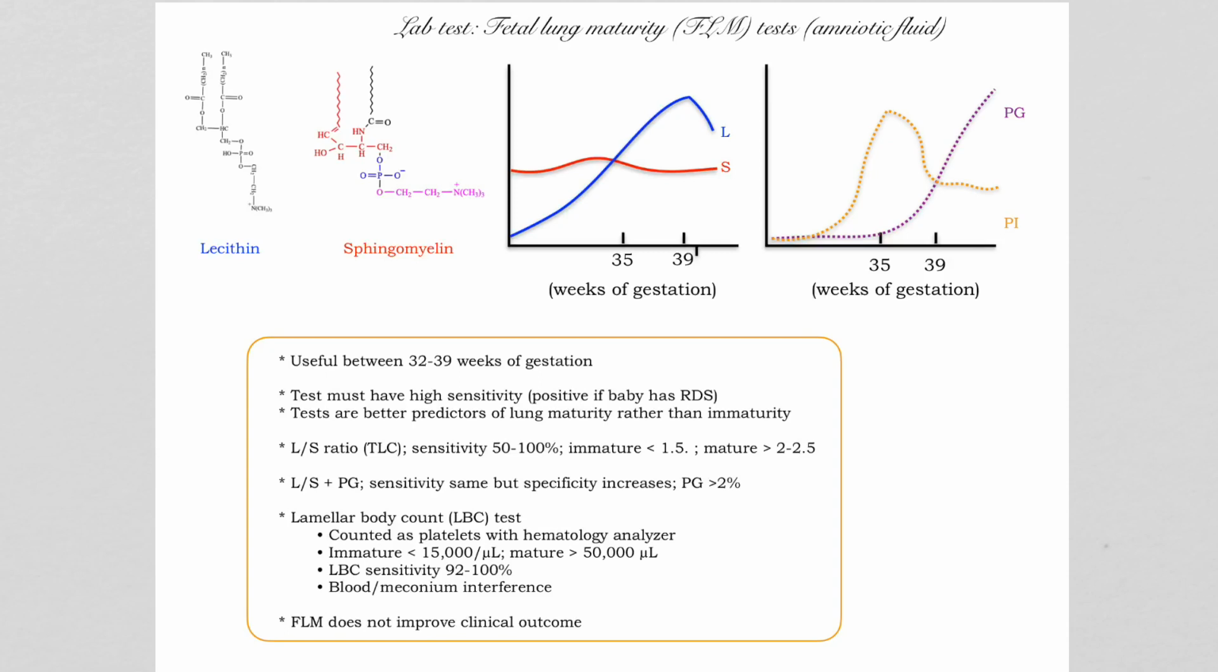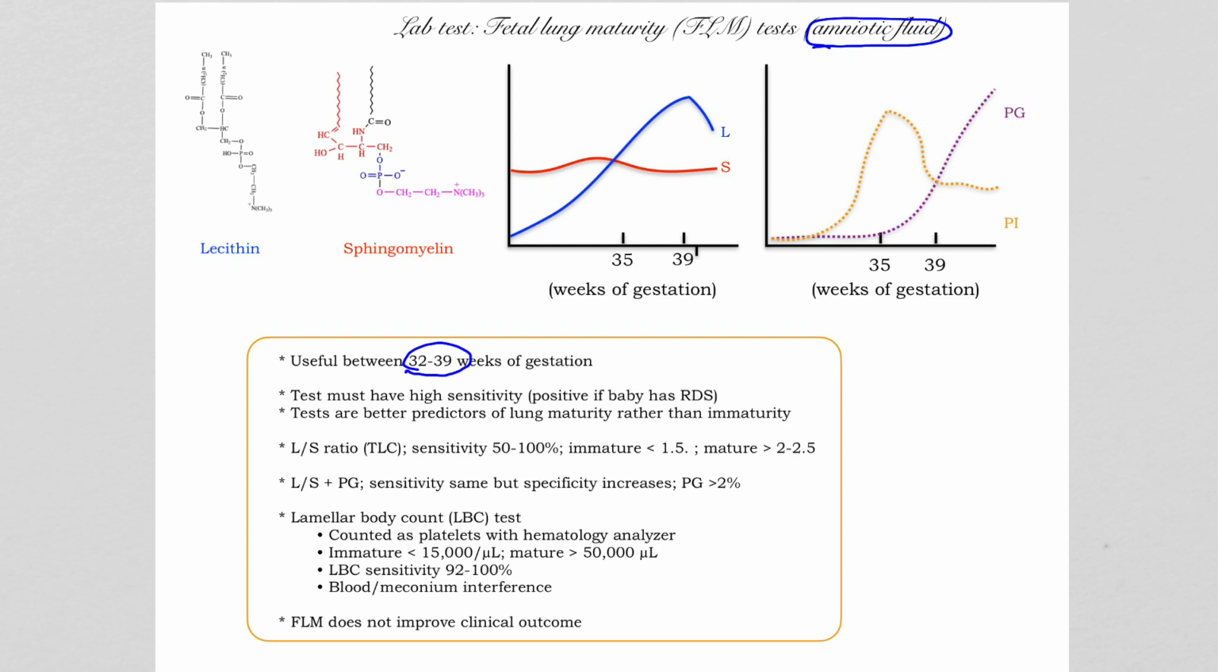We do actually have a test that is done in the clinical lab to evaluate the amount of surfactant that the infant is producing. These tests are done on the amniotic fluid. We have a few tests, and these tests are useful between 32 to 39 weeks of gestation.